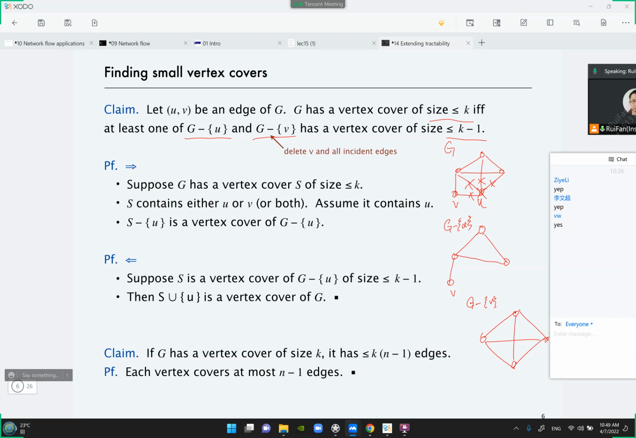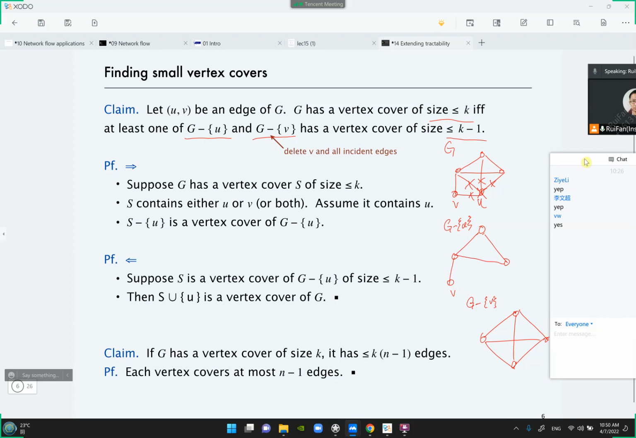So suppose, first of all, that you can cover the graph using k vertices. Then let's pick any edge UV here. Because we have a vertex cover, either V or U has to be in the vertex cover. We have to select either node U or V, otherwise there's no way to cover this edge between U and V. The only way to cover that edge is to select U or V. So now assume that we selected node U to be in the vertex cover.